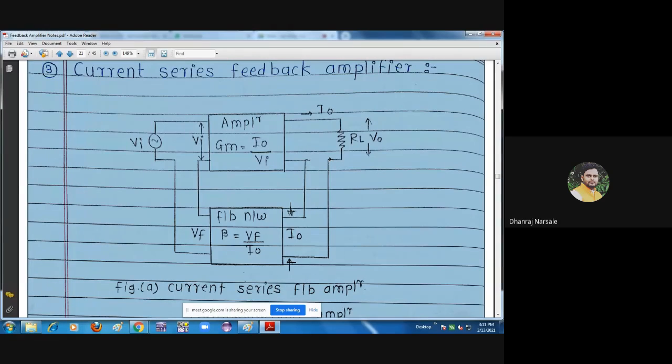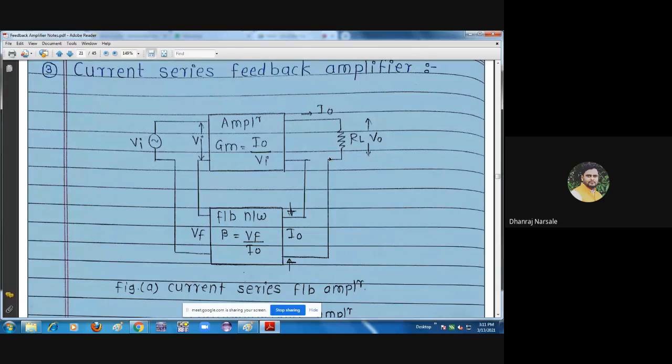The operation is simple and the same for every type of amplifier: voltage series, voltage shunt, current series, and current shunt feedback amplifiers. Only the type of connection will change. In voltage series, we are using voltage sampling and series mixing. In voltage shunt, we are using voltage sampling and shunt mixing. In current series, we are using current sampling and series mixing. In current shunt, we are using current sampling and shunt mixing.